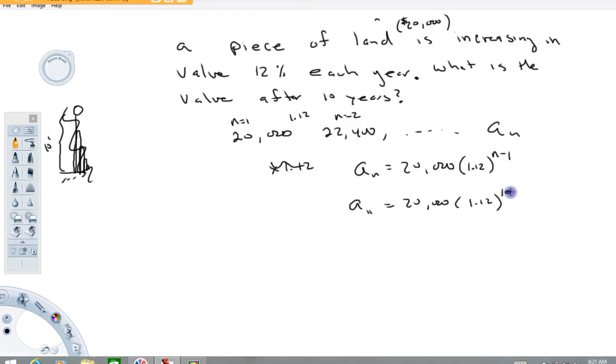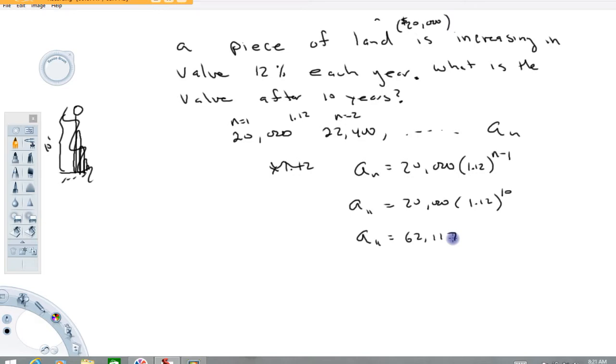So let's see what we end up with. 1.12 to the 10th power times 20,000. All right. And I get 62,117. And what we have here is apparently a very happy landowner.